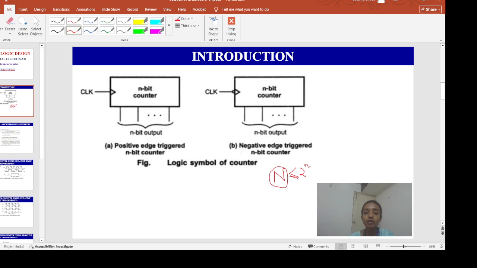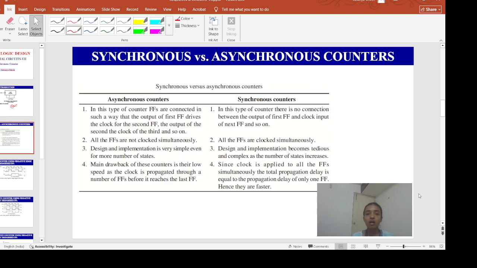Now we will start about different counters. First, let's see what the difference is. Now counters are of two types. One is synchronous and another one is asynchronous.